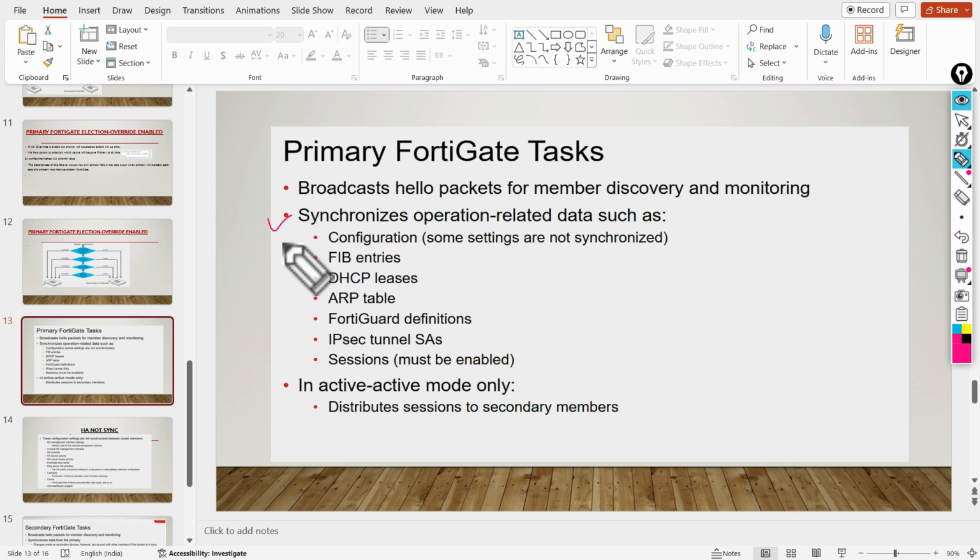Synchronize the operation related data such as configuration, FIB, DHCP leases, ARP entries, FortiGate definitions, IPS externals, and sessions. This will be synchronized to all cluster members, and all this synchronization is taken care of by the primary FortiGate firewall. In active mode, it distributes sessions to the secondary members. So in the active scenario, sessions will be distributed to the other FortiGate firewall.